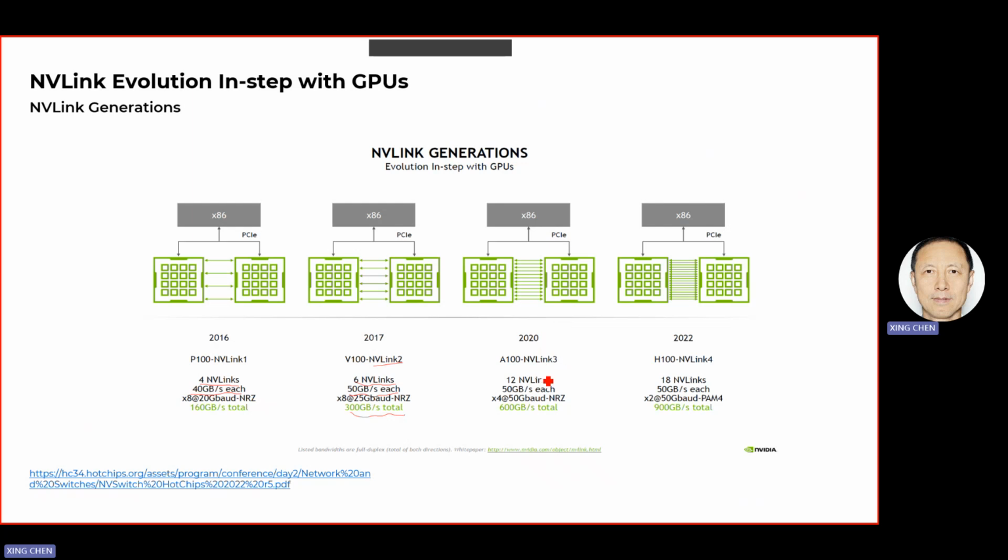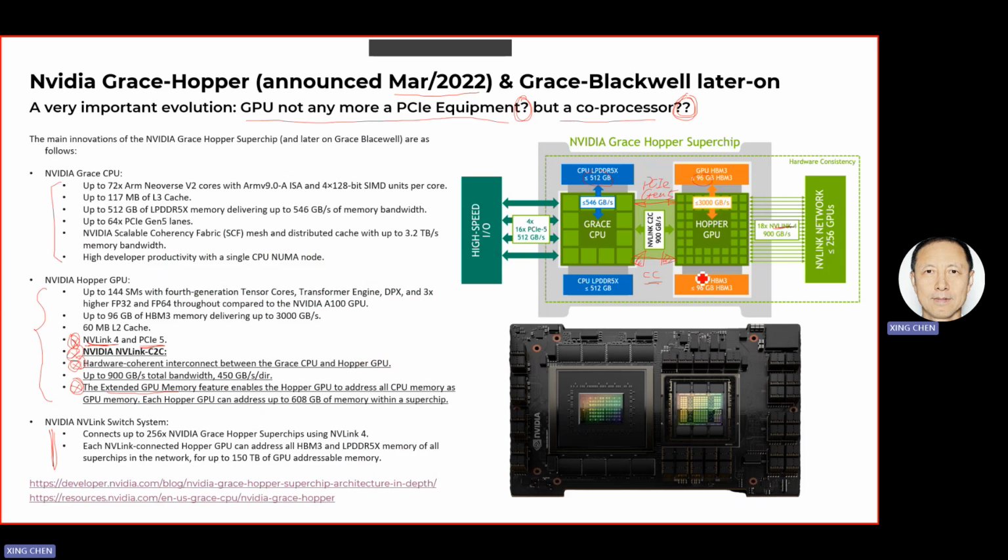And then in 2020, you have NVLink version 3, and in 2022, you have this NVLink version 4 with 18 NVLinks, 50 gigabytes per second each link, and you have 900 gigabytes per second in total. So if we come back and have a look at this one, this is exactly NVLink 4. You have 18 NVLinks, and you have 900 gigabytes per second in total for this link here between the Hopper GPU and the NVLink network. Okay.